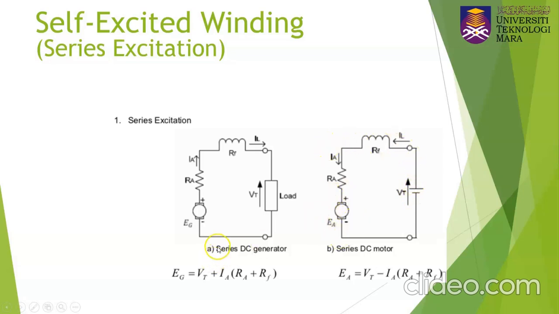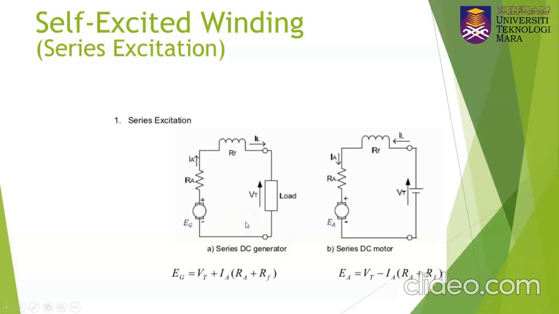When we apply the KVL across this loop, you have that EG will be equal to V terminal plus IA multiplied with RA plus RF. Since it is in series, here you have RA plus RF. For the motor, if you apply the KVL across the loop, the equation will be EA equal to VT minus IA multiplied with RA plus RF.